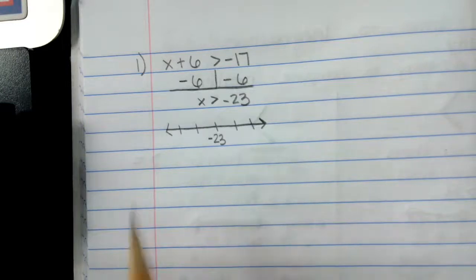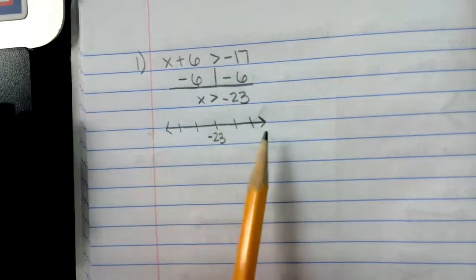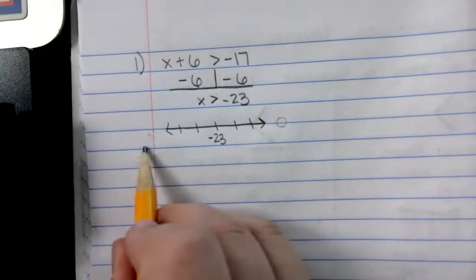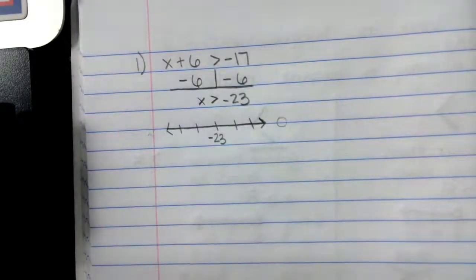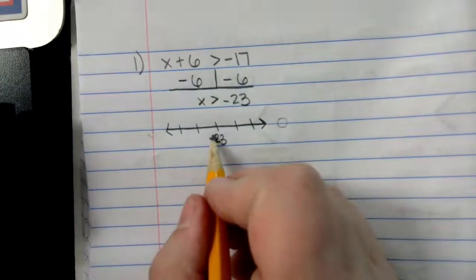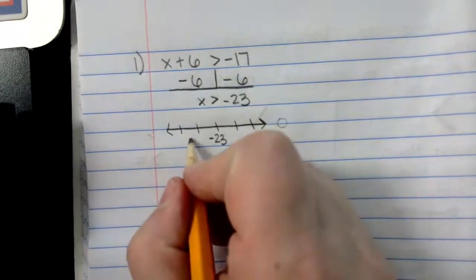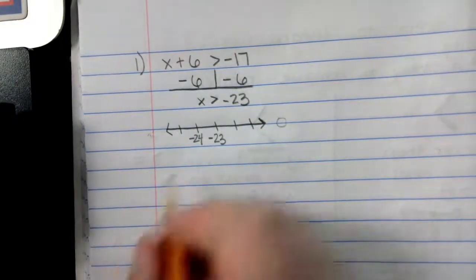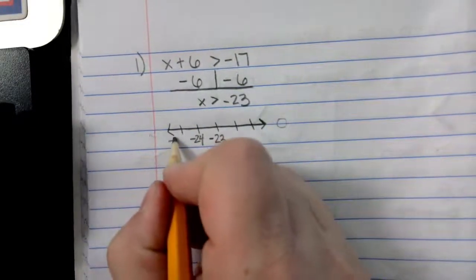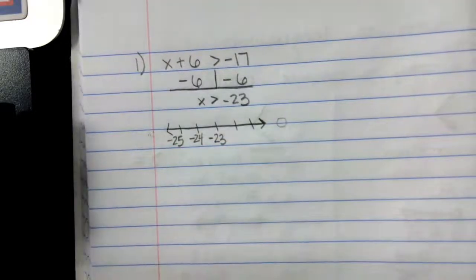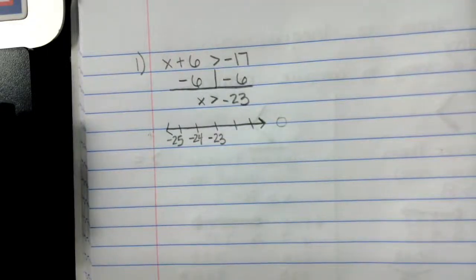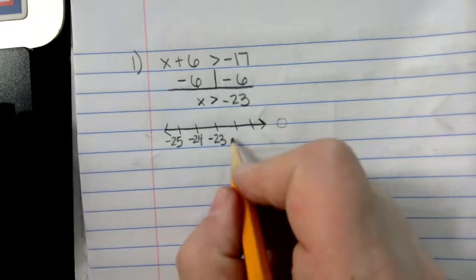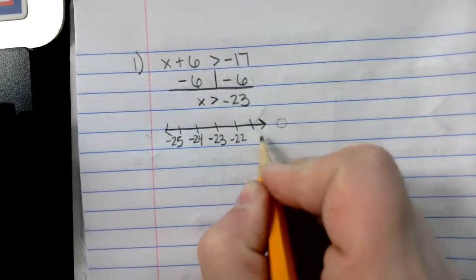So as I go left, I want to go further from 0. So what number would give me further from 0? Negative 24. And then further from 0 from that? Okay, from negative 23, what's going to get me closer to 0? Negative 22. Still negative, so we get past 0. Negative 22, negative.